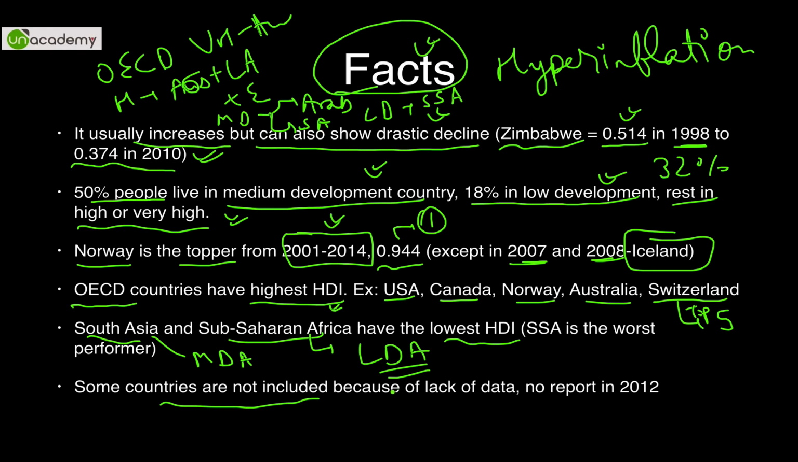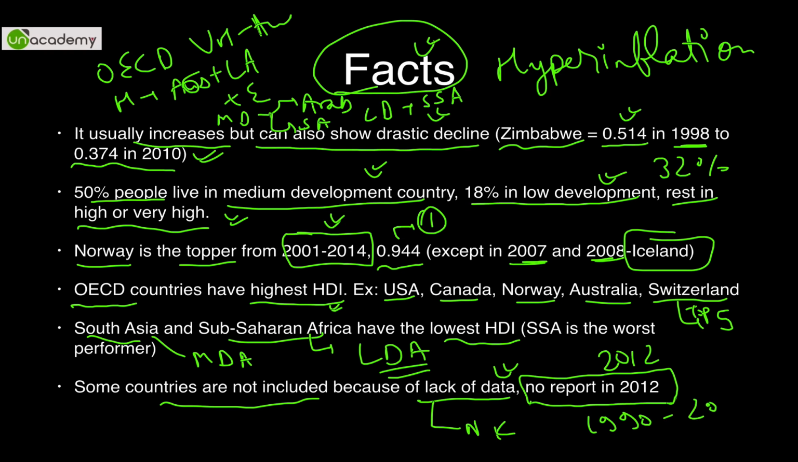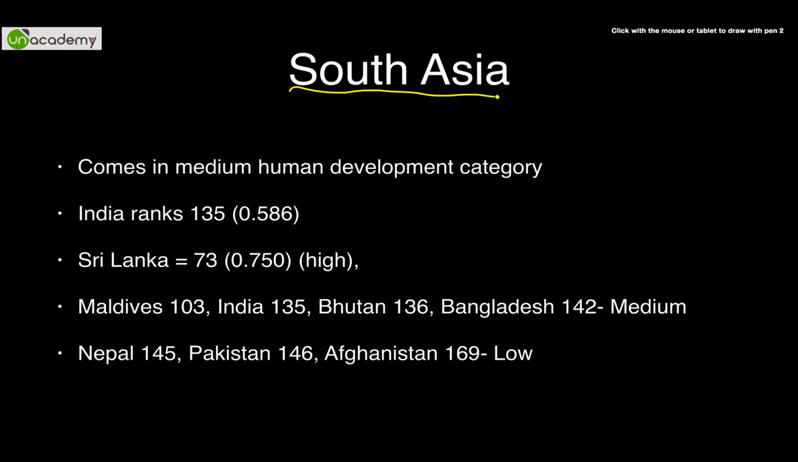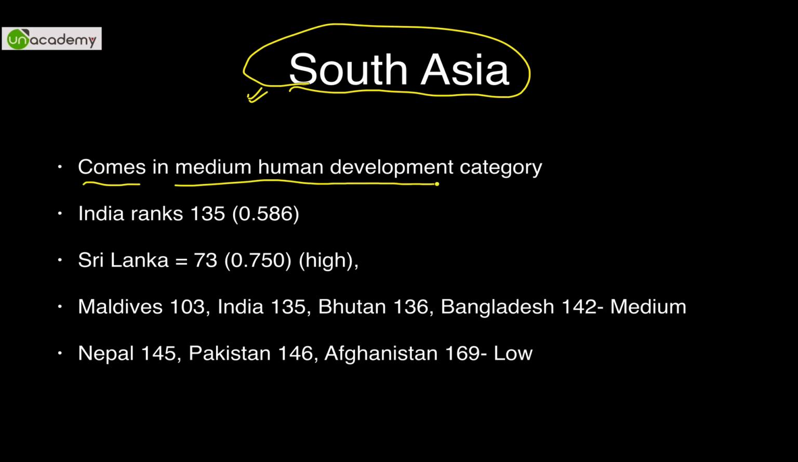Some countries, like North Korea etc., are not included because of lack of data, and there was no HDI report in 2012. Okay, so from 1990 till 2014 there is an HDI report every year except in 2012. So this can be asked in trivia. Now, coming to South Asia, because India is in South Asia, it comes in the medium human development category.